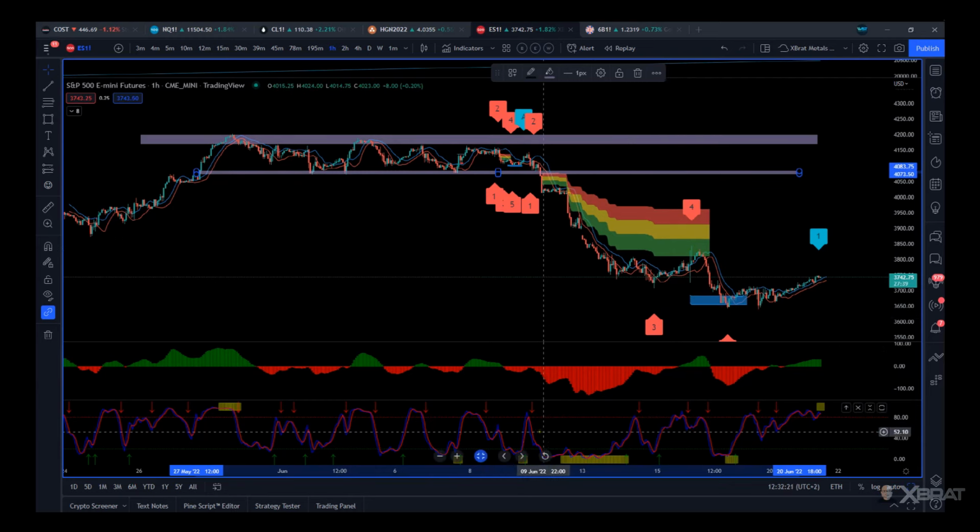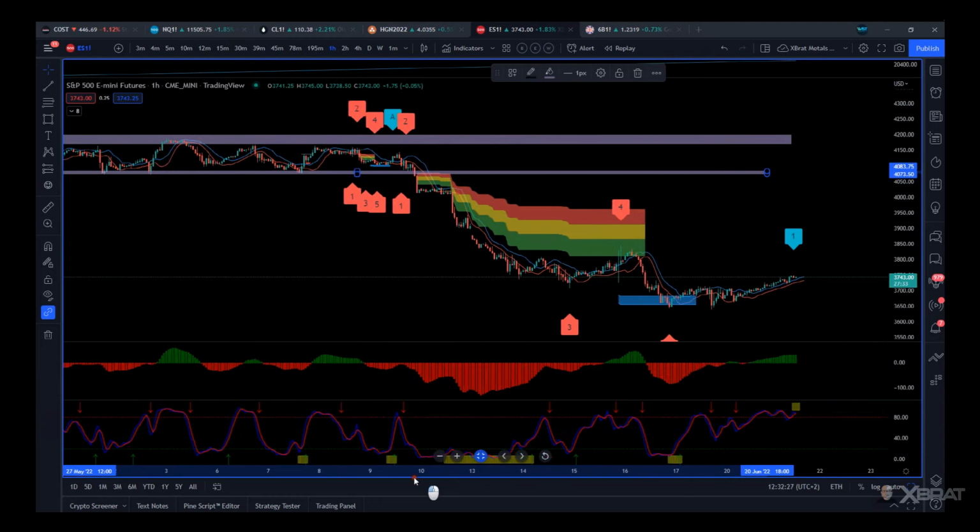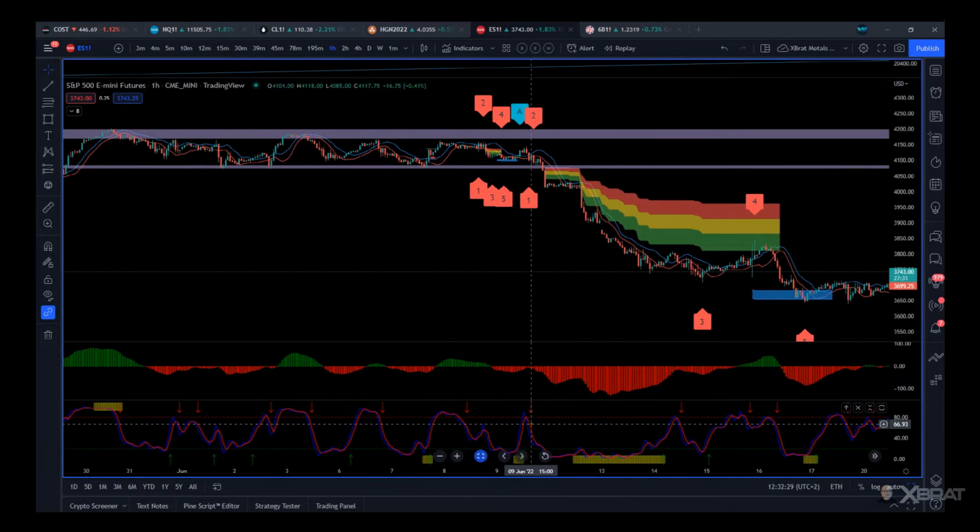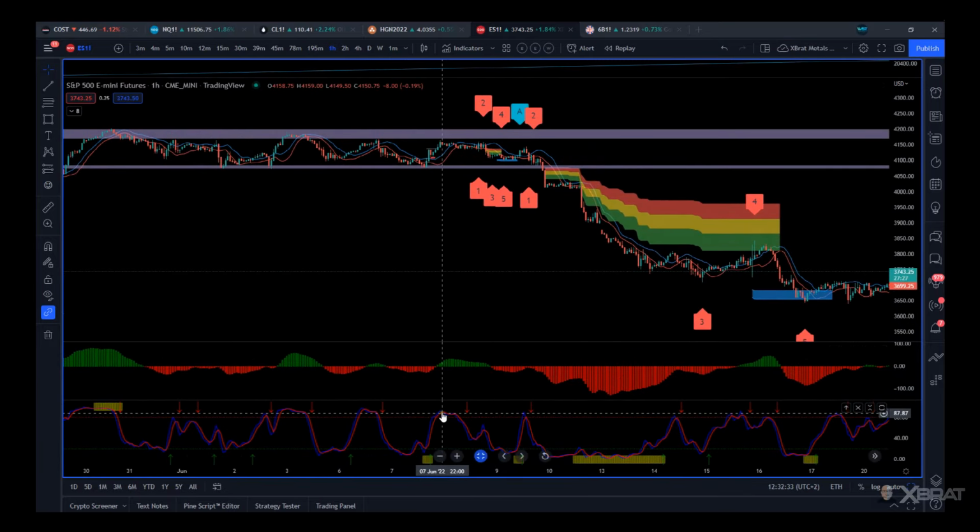Then look back at the last time the stochastic was overbought for both percentage K and percentage D. This was not the point. This was the point here. This is where both were in the overbought zone. So this is the start of our trend for me.